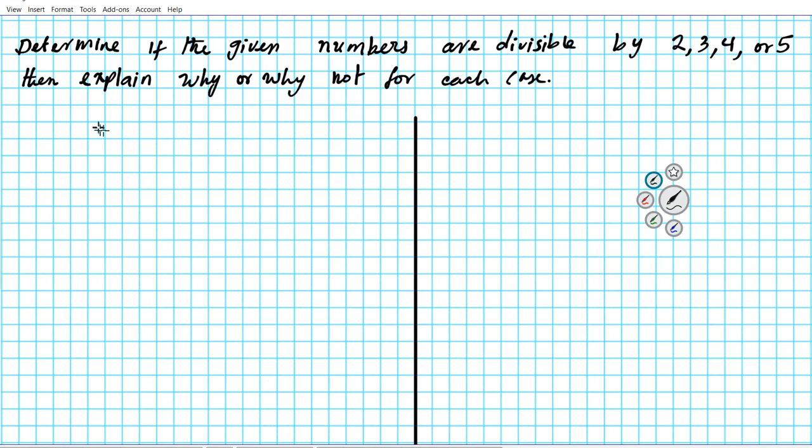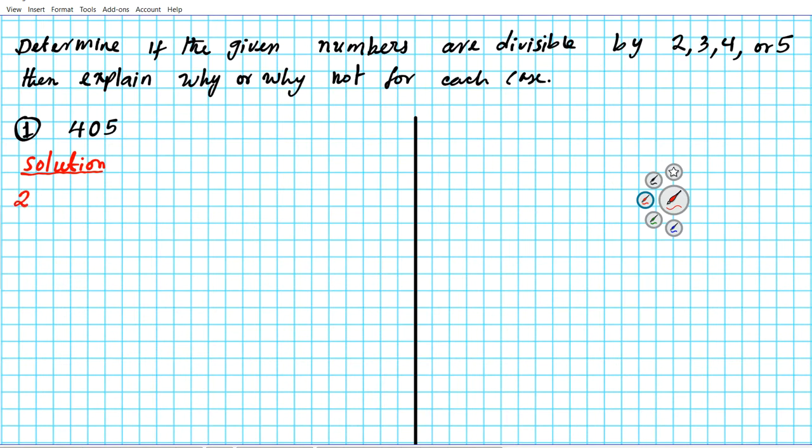All right, let's take a look at the first example. What if we have 405? Now if you notice in the example, we didn't include 1. Well, why not? Because we know that all numbers are divisible by 1. So it's a given fact. We don't have to bother ourselves with that. But not every number is divisible by 2, 3, 4, or 5. So it's something to keep in mind.